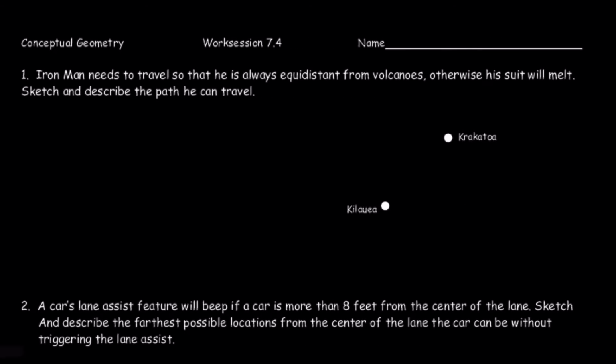Question number 1. Iron Man needs to travel so that he is always equidistant from two volcanoes. Otherwise, his suit will melt. Sketch and describe the path he can travel. So what we're given here are 2 points, and the path we are going to travel goes directly between them, obviously, but also perpendicular to the segment that would be formed by connecting those. So it would be approximately that path. How you would describe that is the perpendicular bisector.